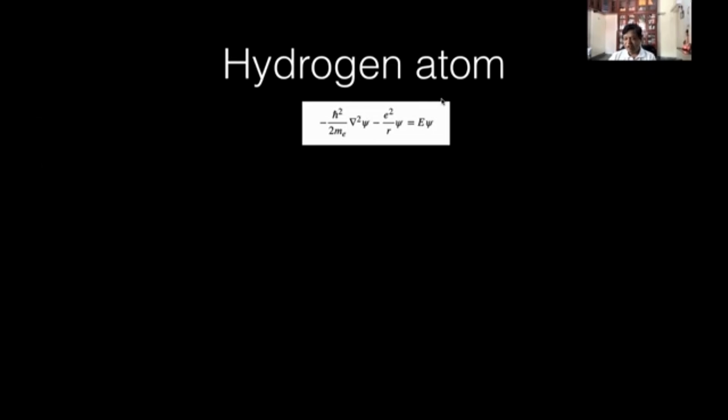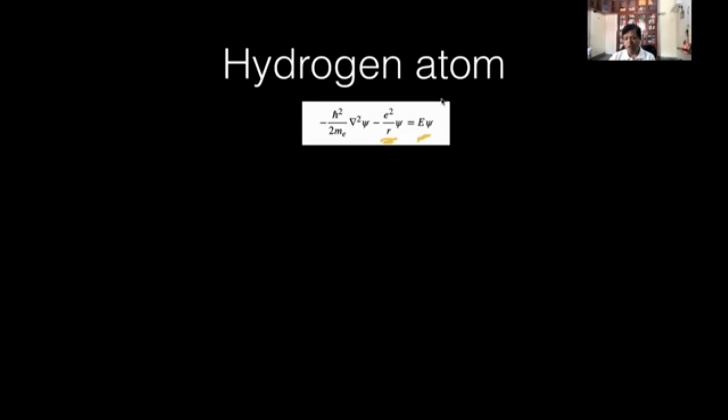So this is the equation for the hydrogen atom, time independent. I'm not putting time here. We can also work with time dependent, but let's just work with time independent. So h bar is the Planck constant, m is the mass of the electron. It should really be the reduced mass, but let's ignore that part. e is the electron charge, r is the distance of the electron from the nucleus center, and E is the energy of the system.